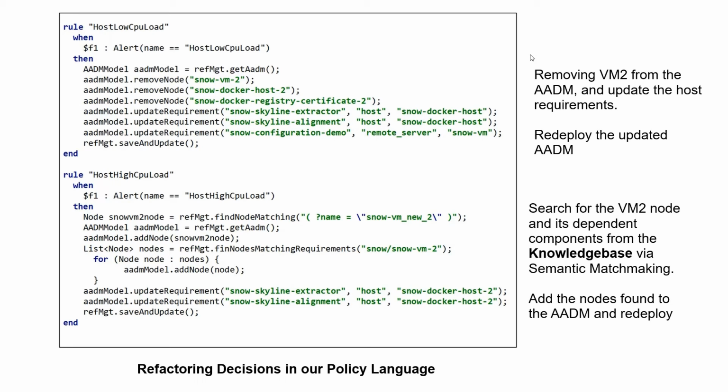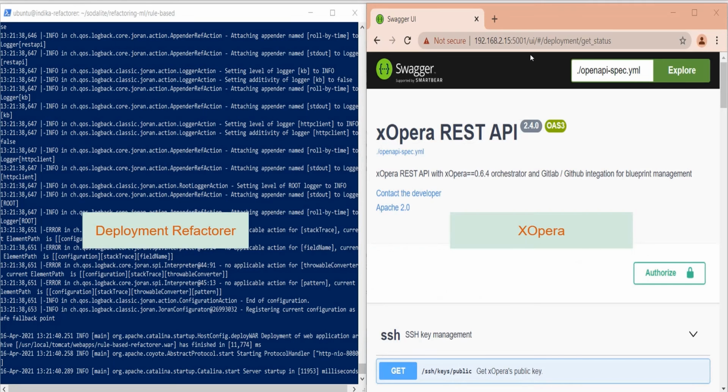The second rule implements switching from the 1 node deployment to 2 nodes deployment. Using the knowledge base and semantic matchmaking, the necessary VM node and its dependent nodes are discovered, and the deployment model is updated accordingly. Let us see the refactoring in action. Here, you can see the deployment refactorer and the orchestrator API at our testbed.